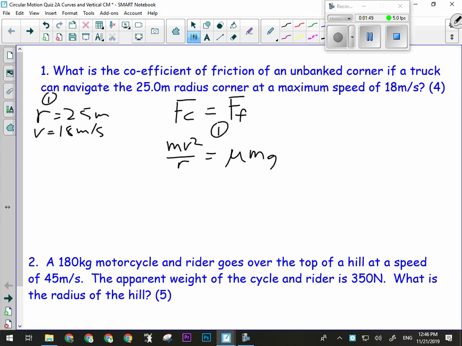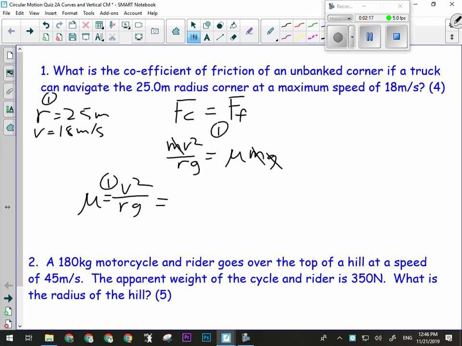Give them a mark if they've got something like that, or if they have mu Fn, that's fine as well. So I'm trying to solve for the coefficient of friction. To do that, I need to divide both sides by m times g. That'll make m cancel, and g will come over here. So what we'll end up with is that mu equals v squared over r times g. Give them a mark for that.